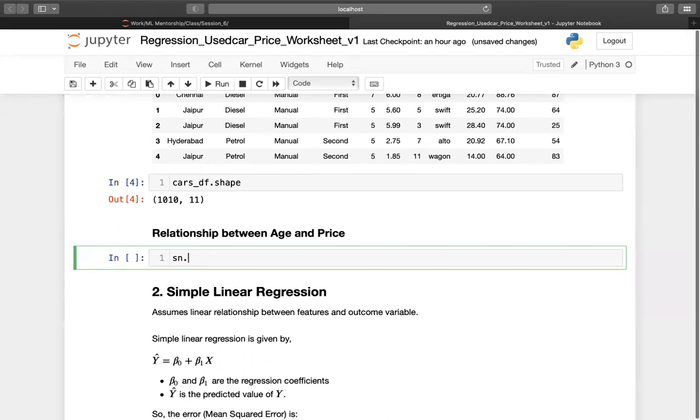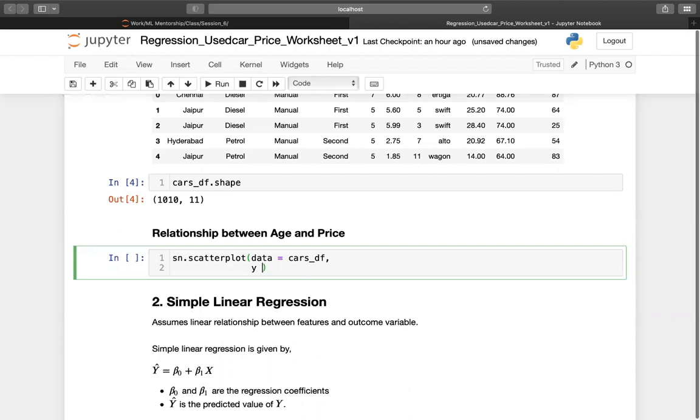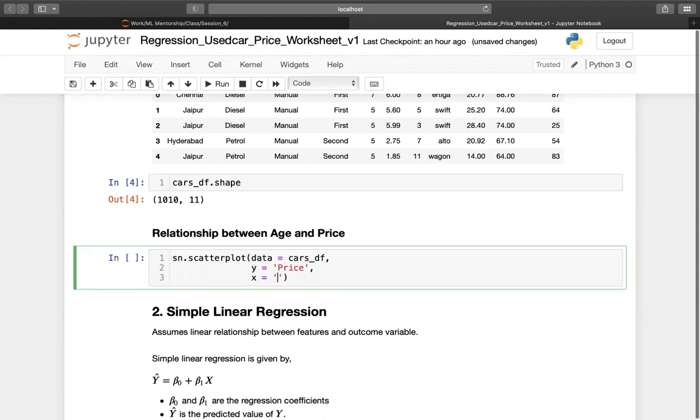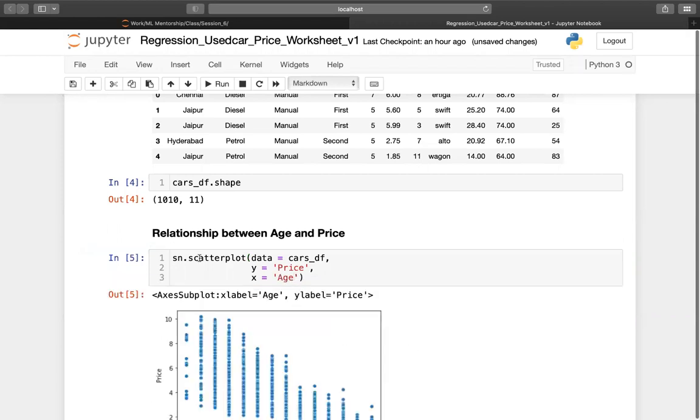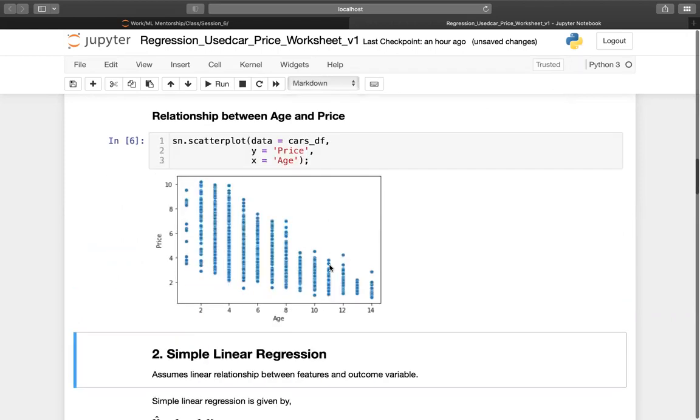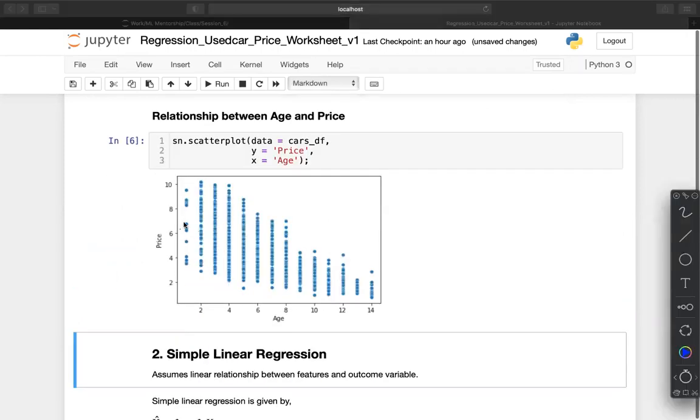So you can use something like a scatter plot, data cars df. My y would be, in this case, price, and my x would be age, right? And we can see from the data there is a downward trend, right? As the age of the car increases, the price reduces. It's a negative correlation. We have seen that already. And this is of course a discrete value. That's why it looks like this. Though it's numerical, it's a discrete value.